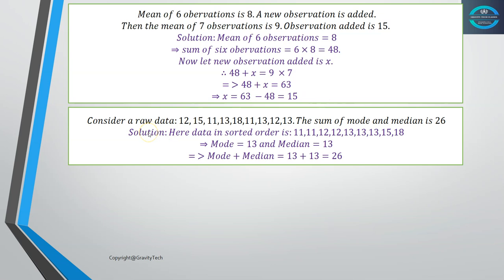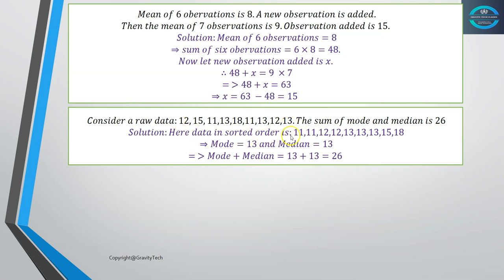Next question is, consider raw data 12, 15, 11, 13, 18, 11, 13, 12, 12, 13. Now they are asking for the sum of the mode and median. Now we have got it 36. How do we find the mode and how do we find the median? See, the very first thing, do one thing: write this in ascending order, meaning increasing order.